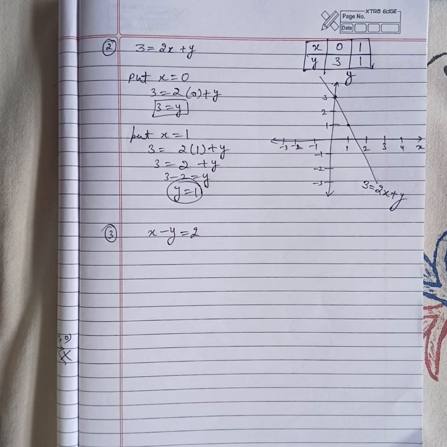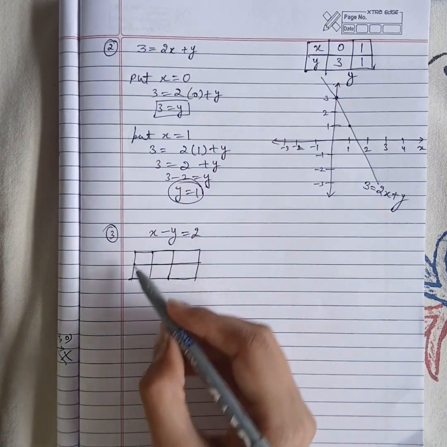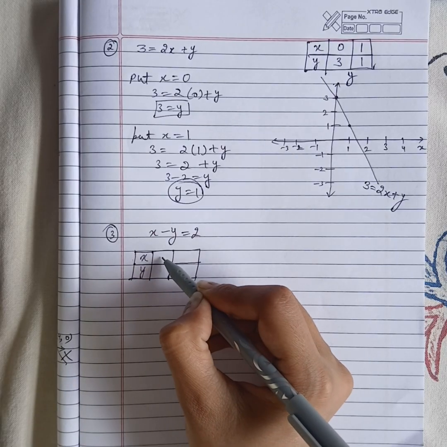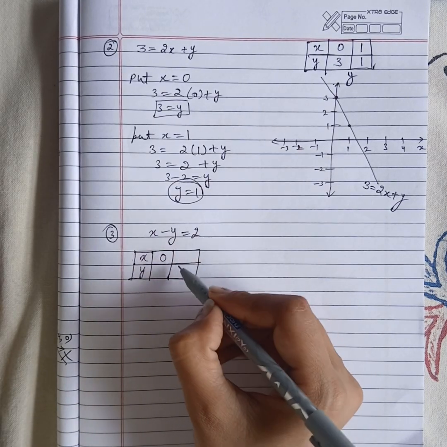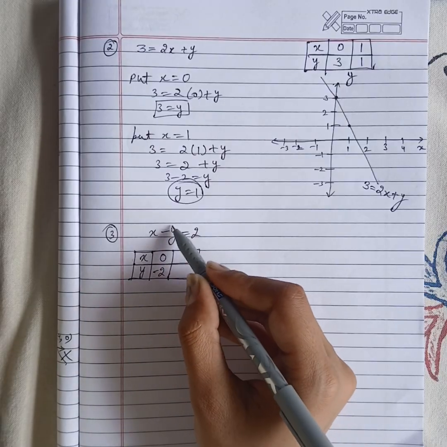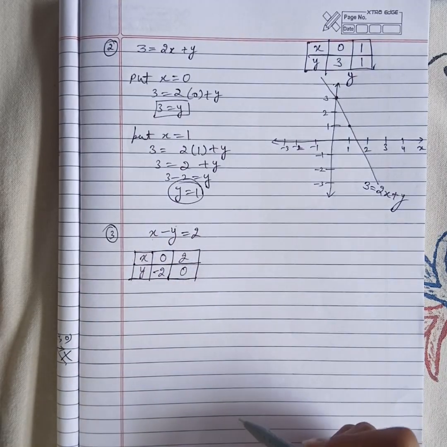Now next question is x minus y is equal to 2. Here put value of x is 0, then value of y comes out to be minus 2. If value of y is 0, then value of x comes out to be 2.